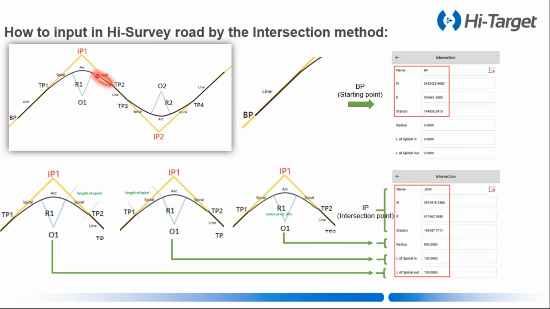You can see this part. After that, the parameters of this intersection point are finished. Then we input the parameters of the next intersection point. After we input all these parameters, then it is finished.